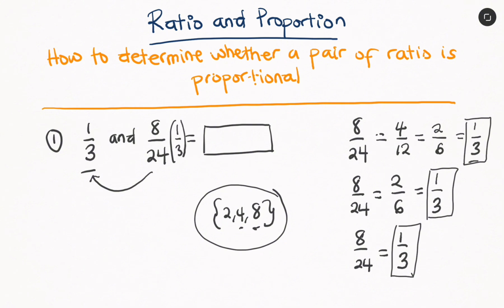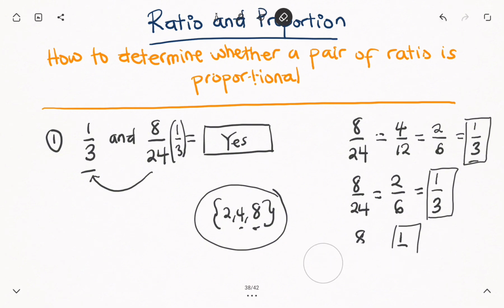And so 1 over 3 is equal to 1 over 3. And so therefore this is proportional. So I'll write yes here, it is proportional. So that becomes my answer. All right, then let's have a look at another example.